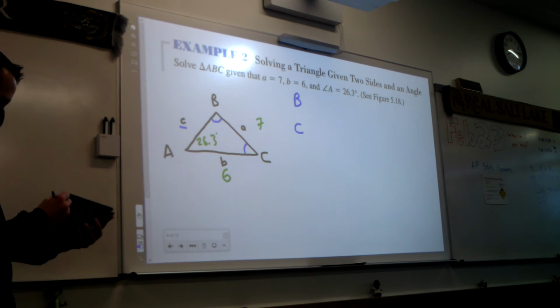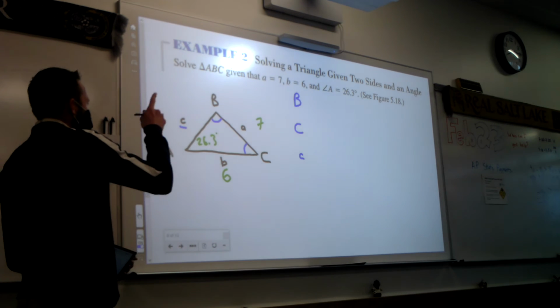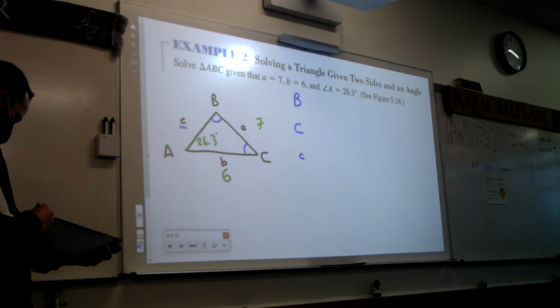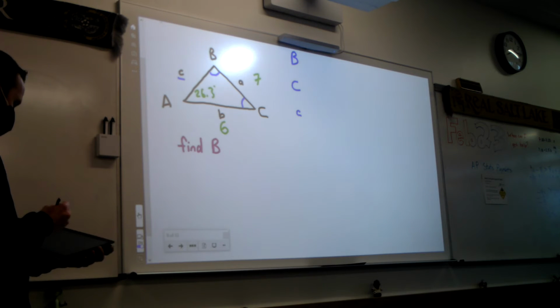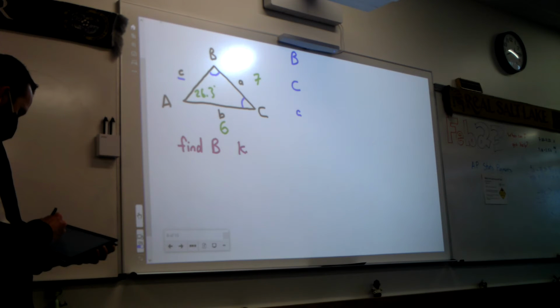And if you're like, that's too much for me to think about, well, let's just do it one step at a time. Let's start with finding angle B. So I'm going to put a little note here. We're going to do this underneath. I want to find angle B. Now, again, which letter do we know both the side and the angle of? A. So we're going to set this equal to the letter that we know, which is A.